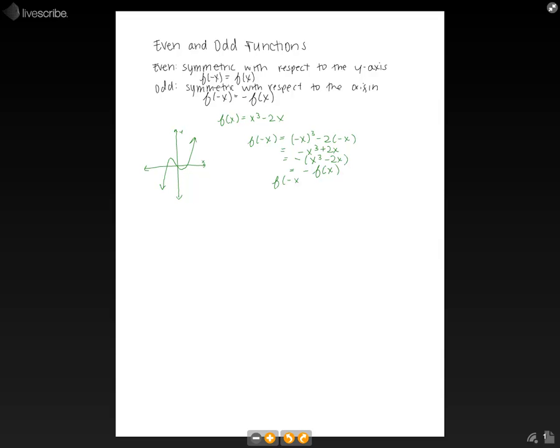So this means when you insert a negative x, you get out a negative of the function, which we can see makes this symmetric with respect to the origin, which makes this function odd.